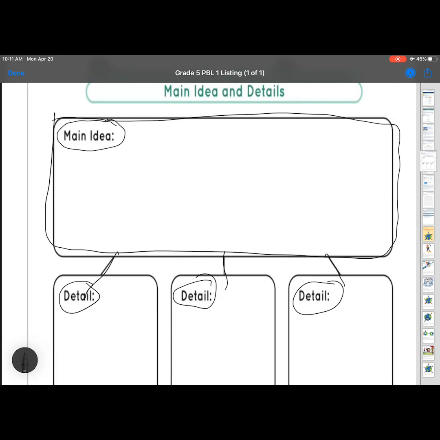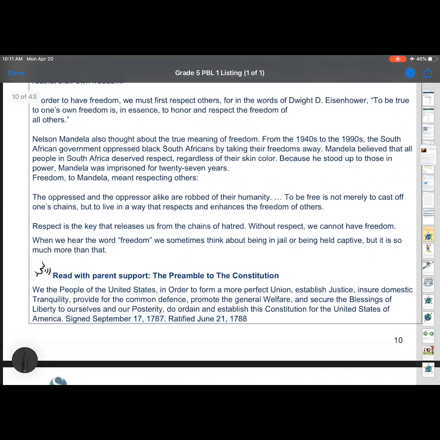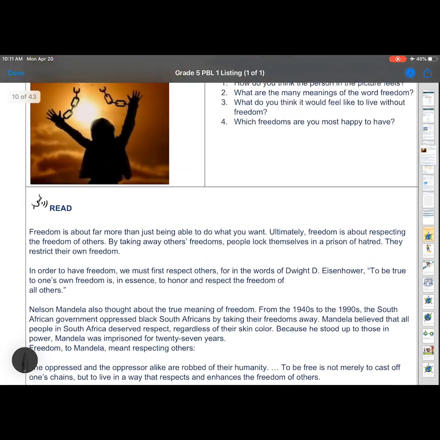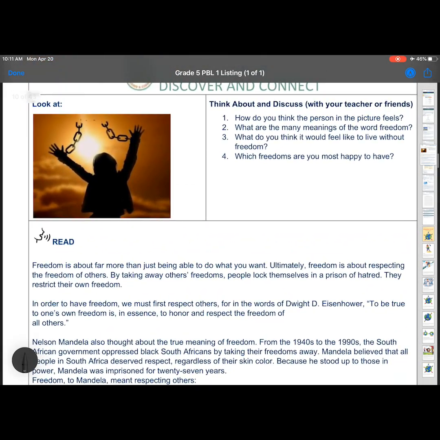Let's go and read this passage. Let's look at the instructions. It says, think about and discuss with your teacher or friends: How do you think the person in the picture feels? What are the many meanings of the word freedom? What do you think it would feel like to live without freedom? Which freedoms are you most happy to have?